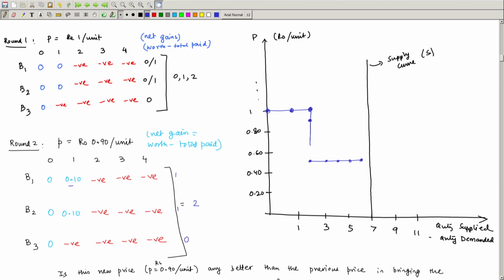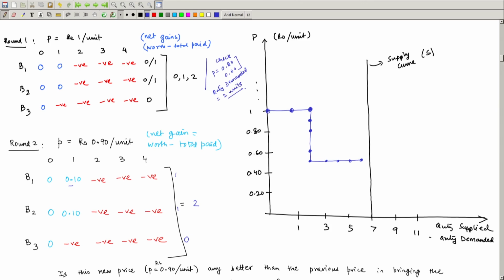So, I will again connect all of these points. So, you can check that at a price of 0.8, the total quantity demanded is going to be 2 units. At a price of 0.6, the total quantity demanded is going to be 2 units, right. So, I will ask you to check. So, check for P equals 0.8 and 0.6 that the quantity demanded is 2 units.